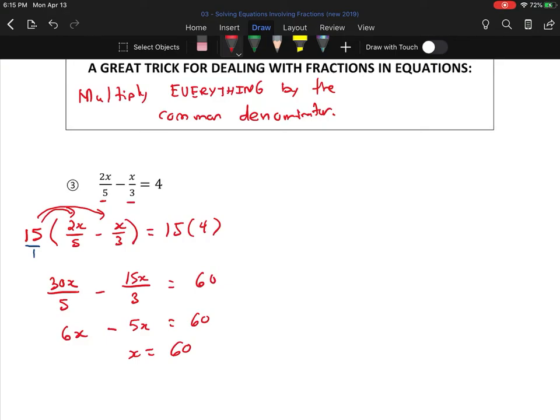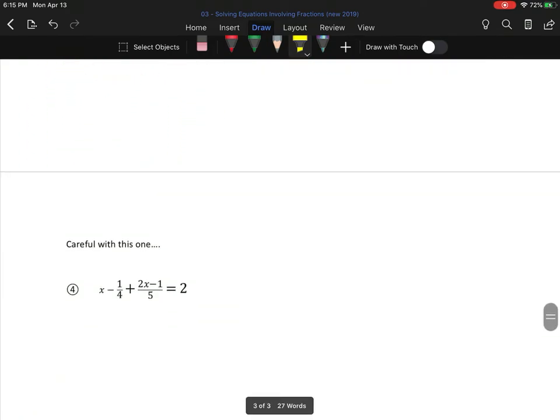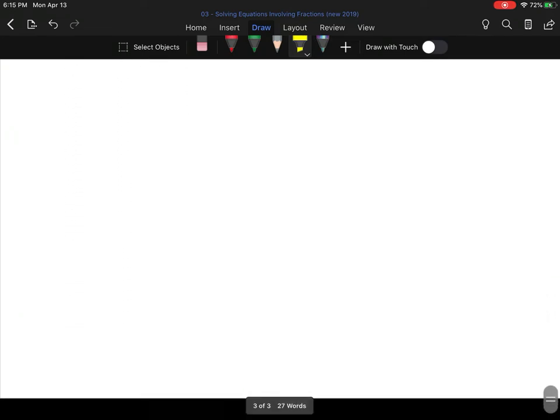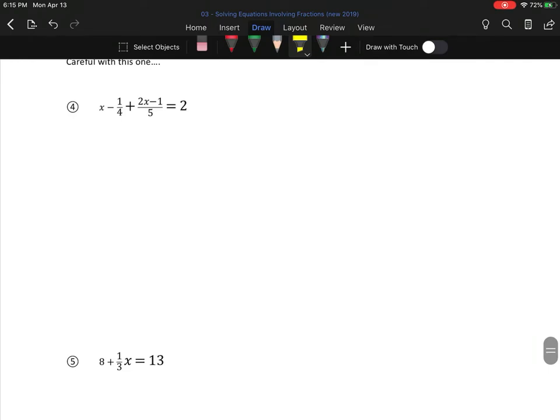That should simplify the fraction situation a lot more. Students really like that ability to clear out the fractions. And the great trick for clearing out fractions is multiply everything by the common denominator. Everything. And why do I keep making a big deal about everything? Well, check out this example here. This one can cause you a lot of trouble if you're not careful.